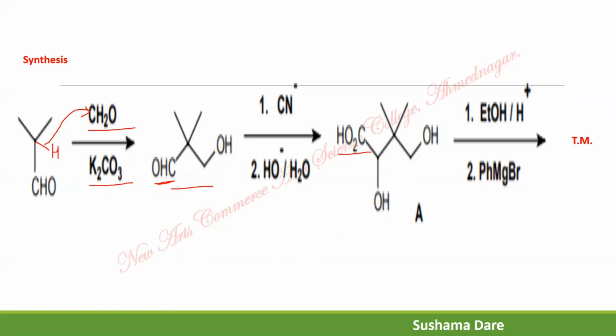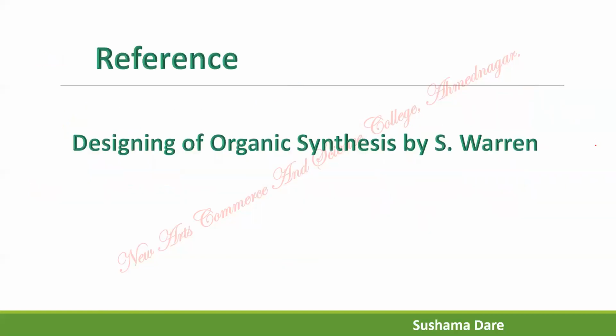After converting it into COOH, now you want the ester of that, so treat it with ethanol in the presence of H plus, so it gives the COOEt group. Once you get the COOEt group, then use excess of phenyl magnesium bromide, and after hydrolysis, it gives the target molecule. For this, you can refer to the book Designing of Organic Synthesis by S. Warren.